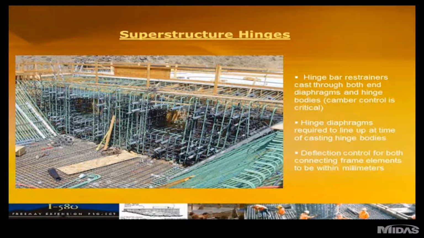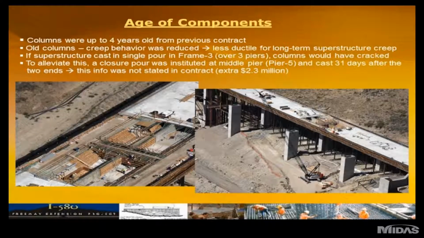Another unique thing that we found was that because the contract was started very early, of course the foundations and the piers were constructed back in 2004, 2005. Once the second contractor came on board in 2007, 2008, the columns were very old. They were 4 years old at the time, and being old, the creep behavior was reduced. They were less ductile for superstructure creep.